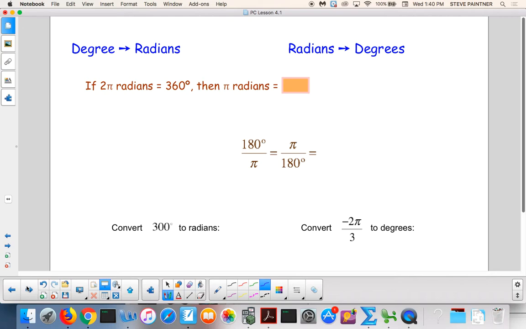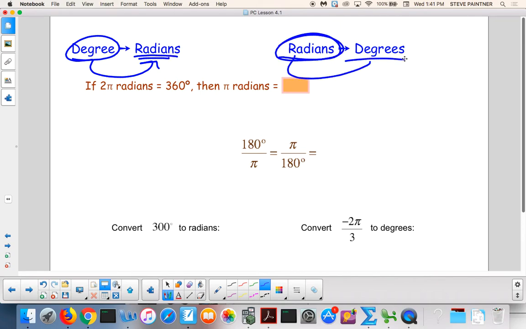You ready? We need to convert. Sometimes you want to work with radians. Sometimes you want to work with degrees. Well, we'll go from degrees to what? Radians. Or we'll go from radians to what? Degrees. Okay? How do we do it? Well, we do it the same way we did. How do we change feet to inches? How do we change meters to centimeters? We just use conversion rates.